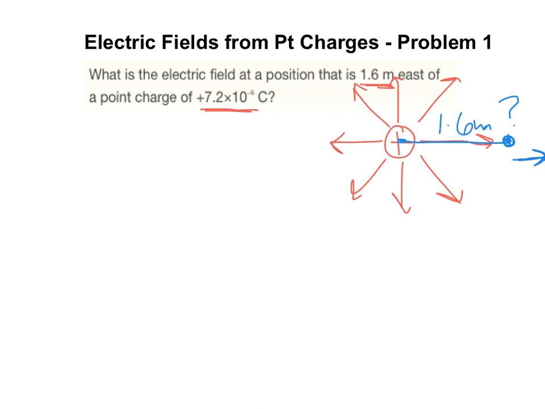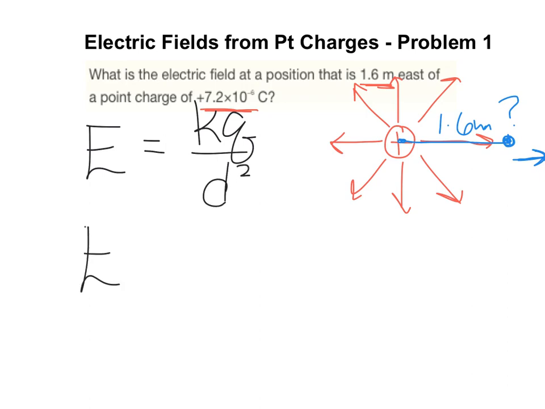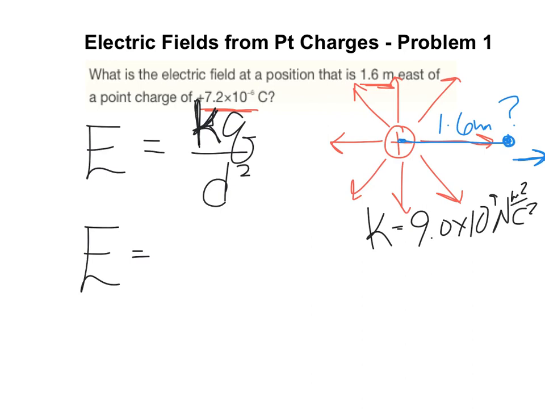So we're going to use our equation for the electric field for a point charge. It's K, Q, all over D squared. If you remember from before, this K value is our Coulomb's law constant. It's the same every time we use it, it's 9 times 10 to the ninth Newton meter squared per Coulomb squared. It's a fundamental constant of nature. So we can use that value in our equation here.